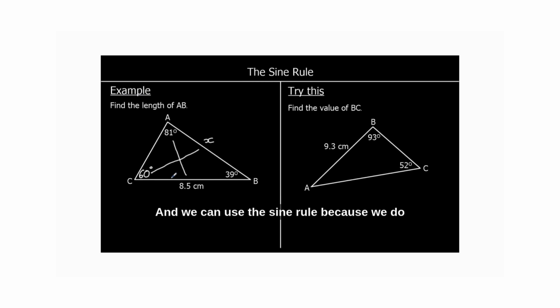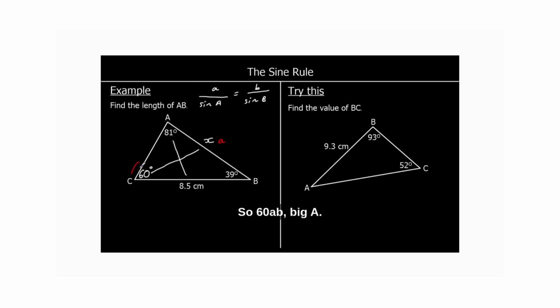And we can use the sine rule because we do have opposites. So we're working out a length again, so we're going to put the lengths on top. A over sine A equals B over sine B. And I'm going to label it again. So I have X as little a, so 60 will be big A, and the other length is little b, and its opposite is big B.